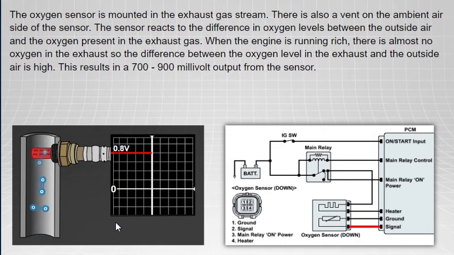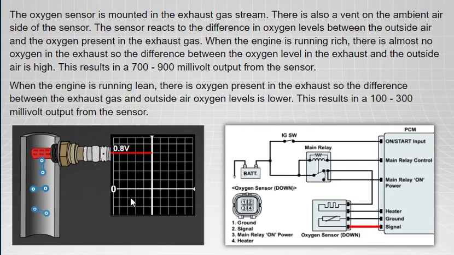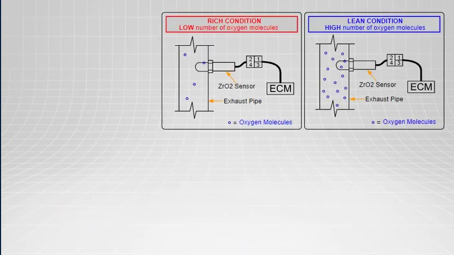This results in a 700 to 900 millivolt output from the sensor. When the engine is running lean, there is oxygen present in the exhaust, so the difference between the exhaust gas and outside air oxygen levels is lower. This results in a 100 to 300 millivolt output from the sensor. Being aware of the differences in how oxygen sensors respond to the presence of oxygen in the exhaust stream is absolutely critical for accurate diagnosis and repair.